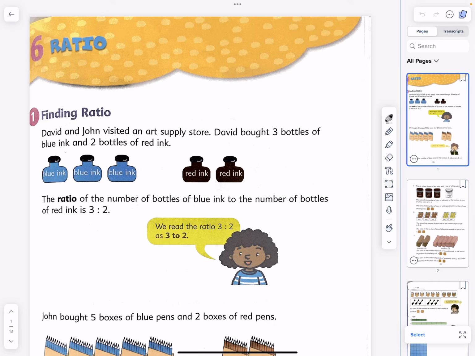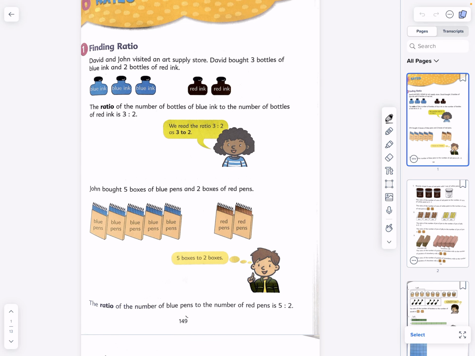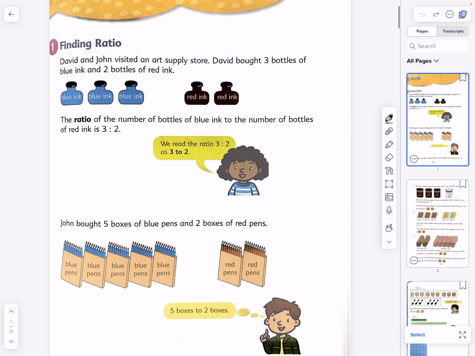Today, we're going to talk about ratios. We use ratios to compare quantities in mathematics. We are in chapter 6 of the Singapore Math textbook, page 149. So sometimes we do need to compare, in this case, look at the pictures, blue ink and red ink, blue pens to red pens. And there is a certain way in mathematics we can write this comparison.